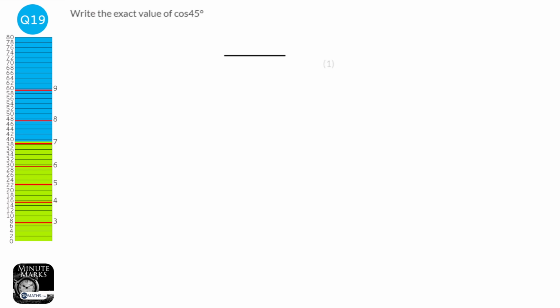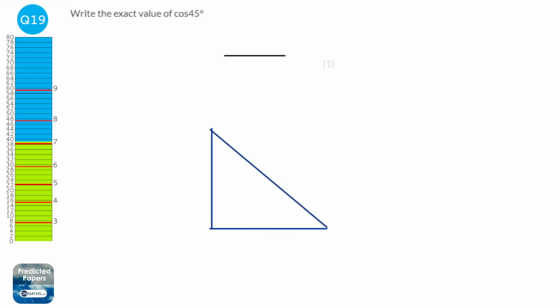So to answer this question, you need to just know the answer off by heart. There is a diagram that can help us actually get there. And if we just draw a right angle triangle and put the lengths as 1, we've got a right angle here, we can use Pythagoras, a squared plus b squared equals c squared, to work out the fact that this is going to be root 2.